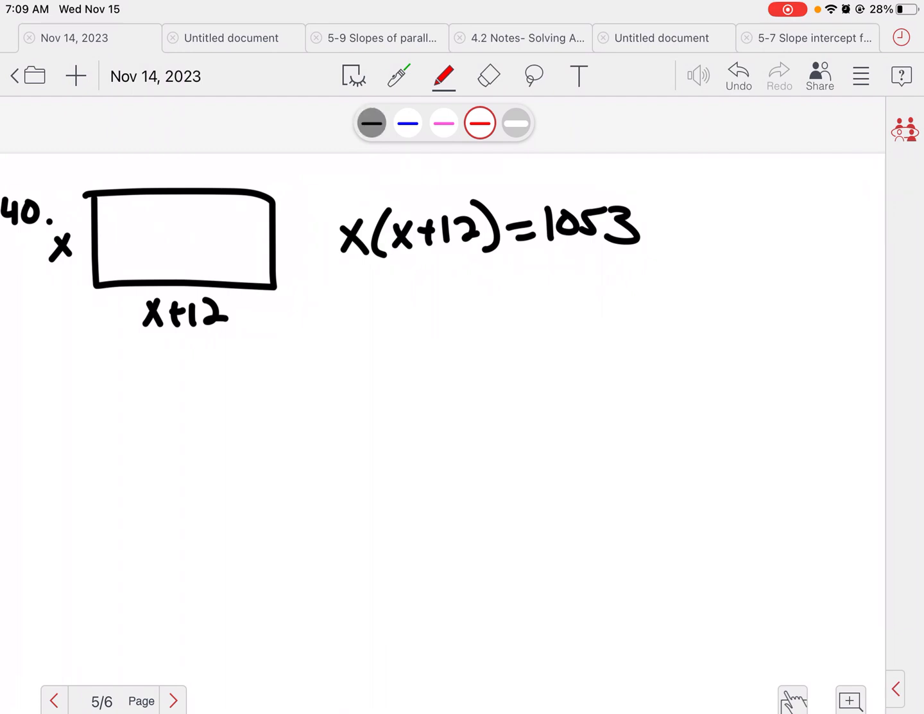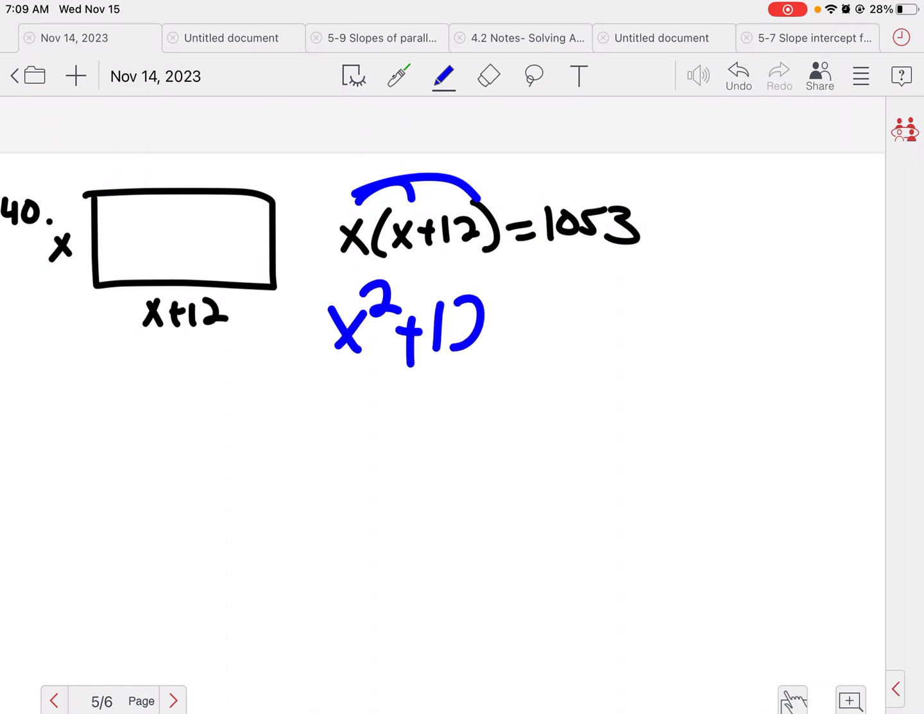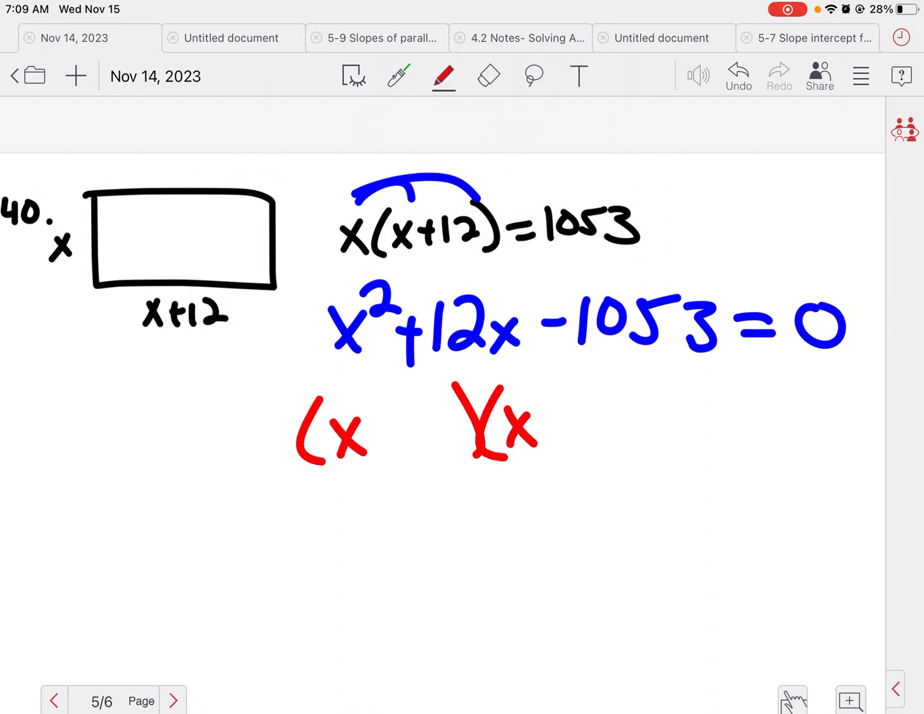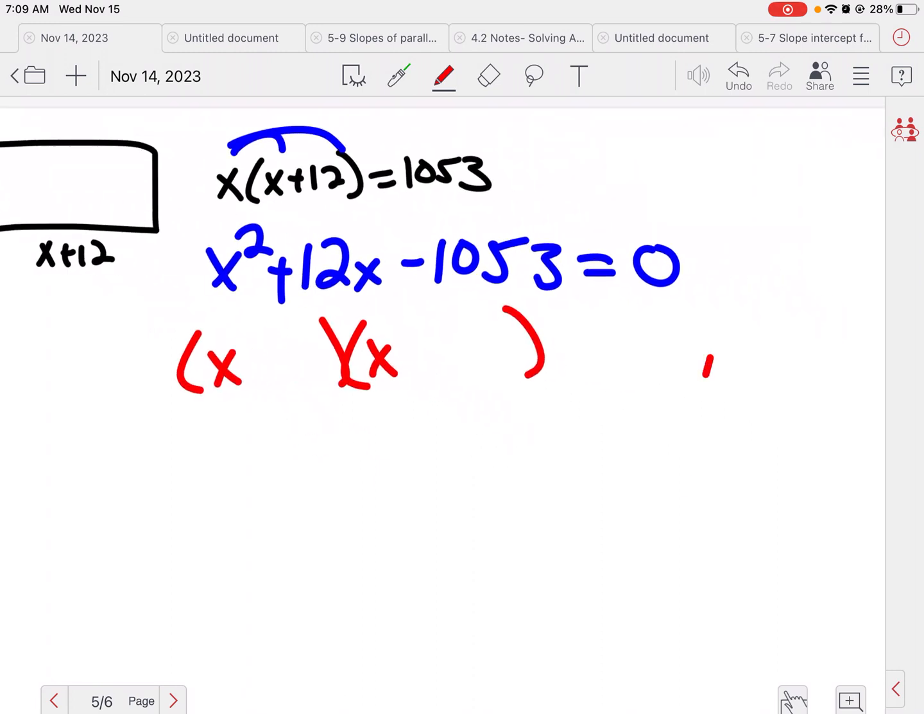All right, so we have our fancy story problem. We have some sort of area that we're trying to find, and it's equal to 1,053. So I'm going to go ahead and distribute. So I'm going to get x squared plus 12x. I'm going to go ahead and subtract that 1,053 over, so I have 0. And we're going to have to try and find some factors of 1,053, so I'm just going to start dividing.